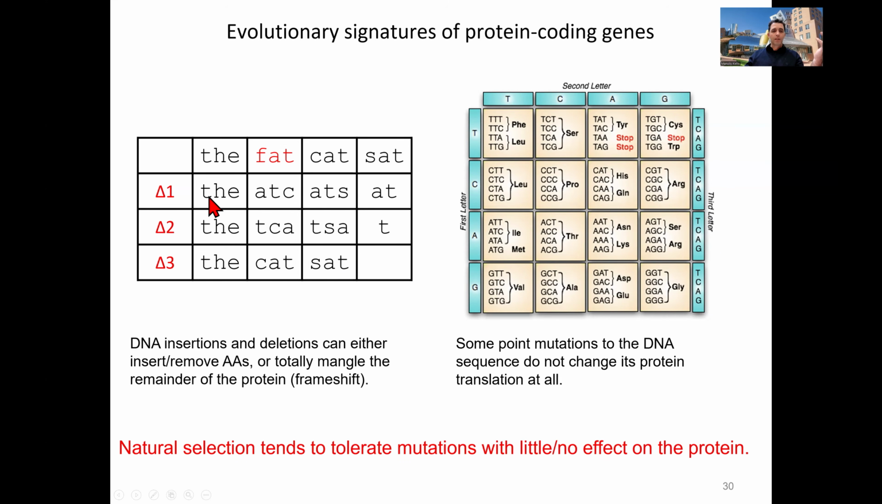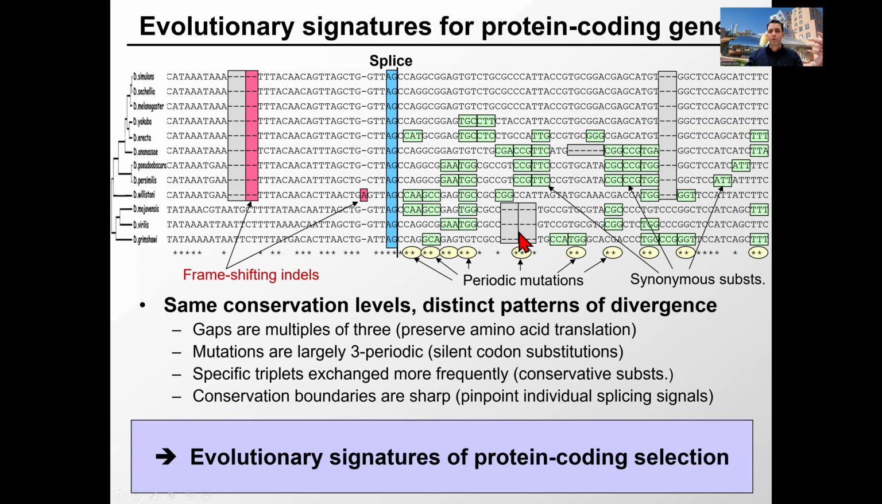And then the reason, of course, is that if you disrupt, for example, the fat cat sat, if you cut out one letter, F, the rest makes no sense. You cut out FA, the ka, sat, makes no sense. But then if you cut 3 letters, the cat sat is readable again. Okay? So that's why you need to preserve the frame: the mod 3 length of the mutations needs to be 0. Okay?